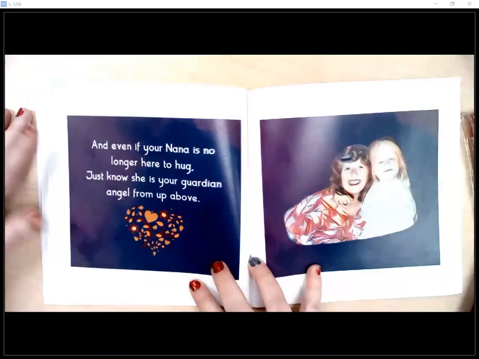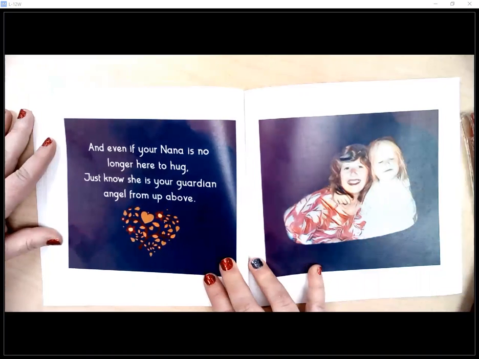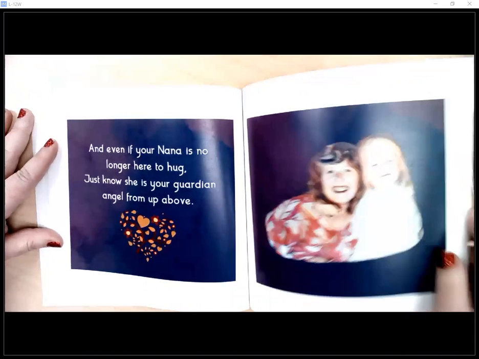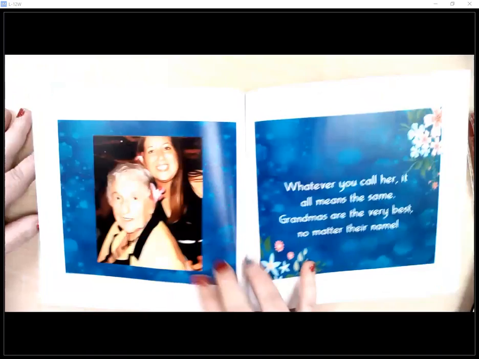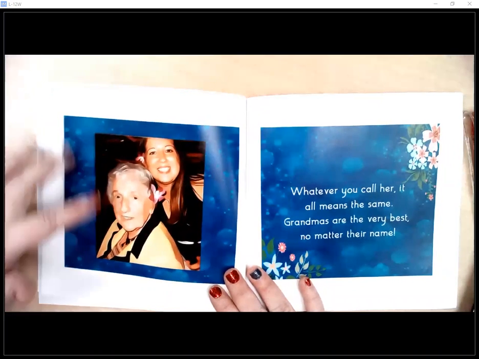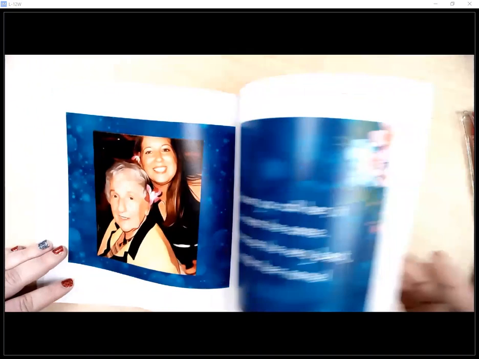And even if your Nana is no longer here to hug, just know she is your guardian angel from up above. That's Mrs. Swanson as a child and her mom. Whatever you call her, it all means the same. Grandmas are the very best, no matter their name. That's me and my babci. Oh my God, isn't it so cute? I'm so proud of it.